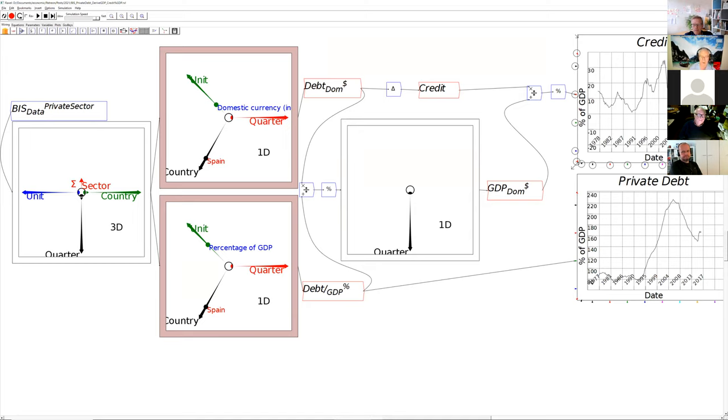And this is left out of the mainstream thinking. They don't even look at this data, even though the statisticians collect it. That's what they're ignoring.